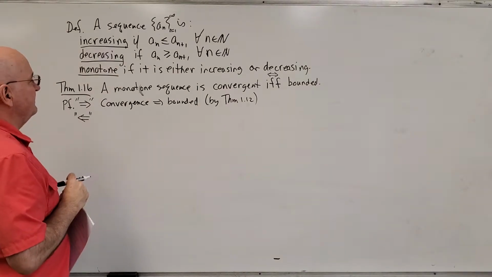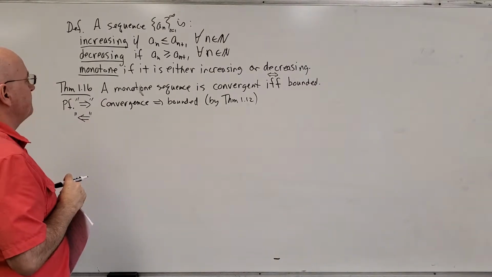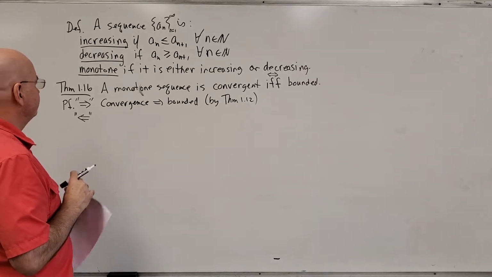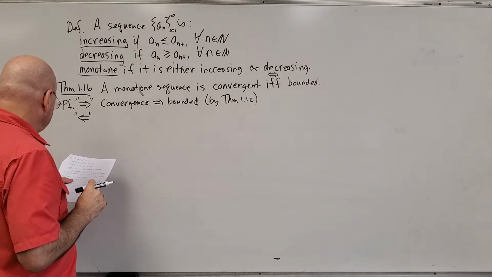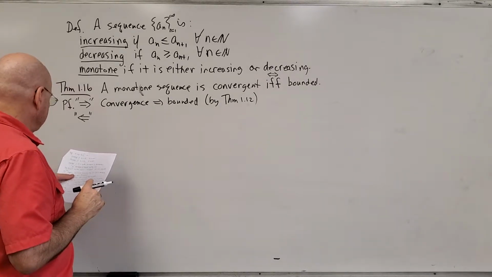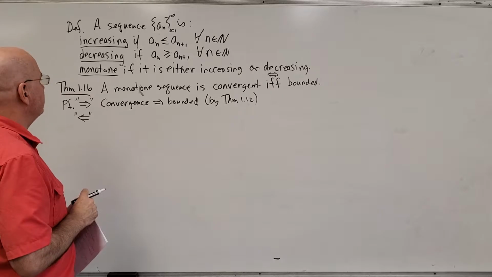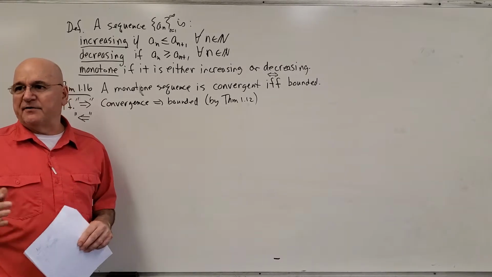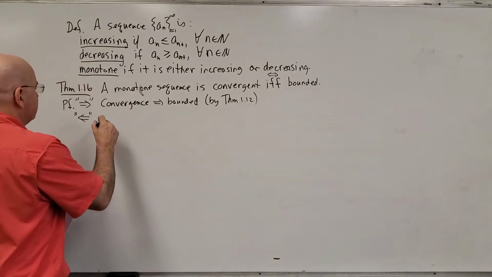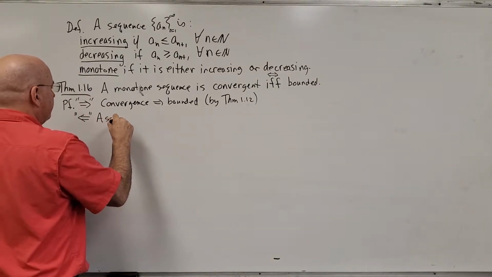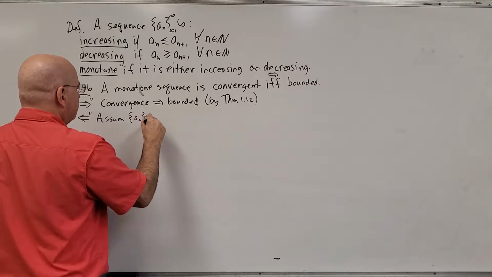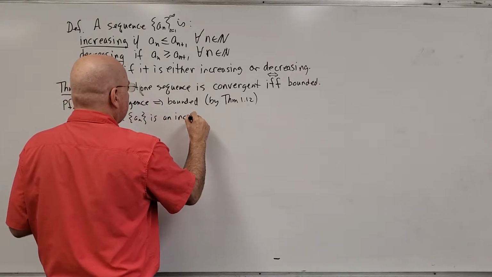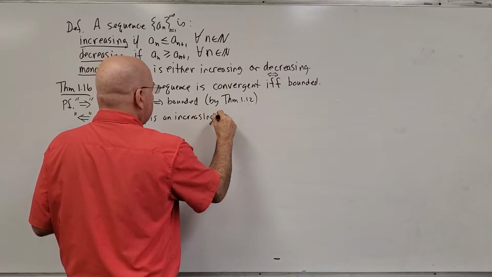All right, well, so now we have to start off with, let's see. It's a monotone sequence, so we need to assume one way or the other. I'm going to assume that it's an increasing sequence. Assume a_n is an increasing sequence.